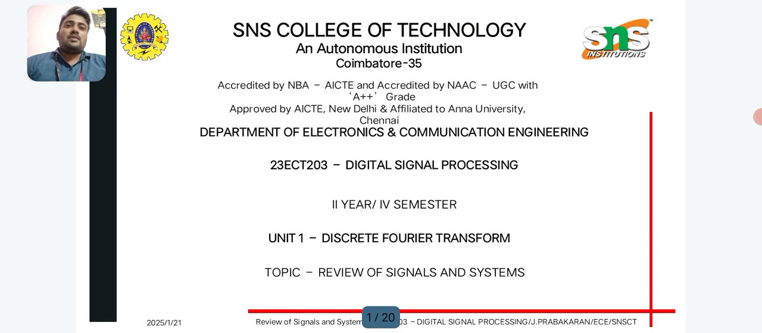Let us discuss. Review of signals and systems is fundamental in understanding a wide range of fields in engineering and science. It lays the groundwork for analyzing, designing, and implementing systems that process or transmit information. This review is important for a fundamental understanding of signal processing, so it is much needed for this purpose.